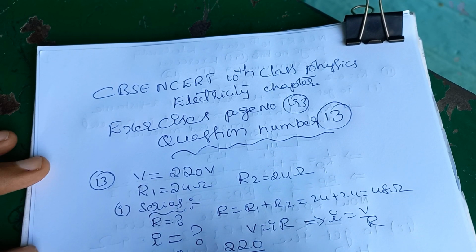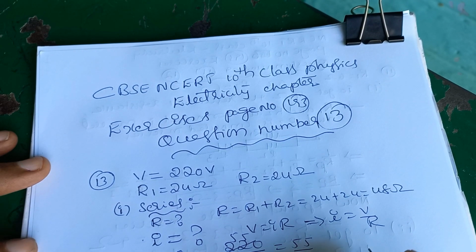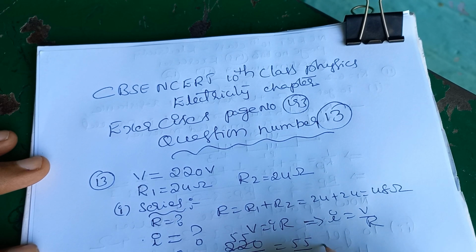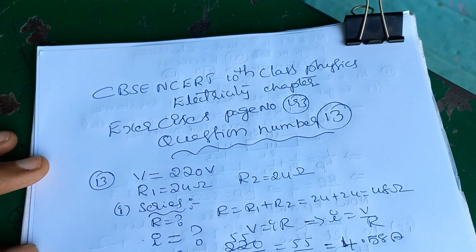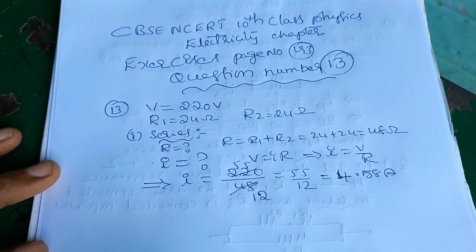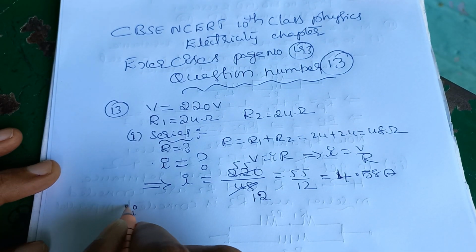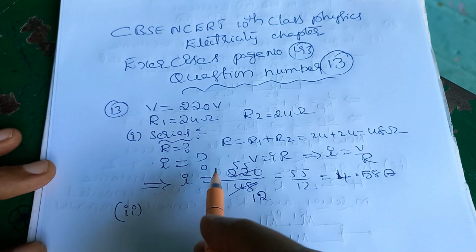So 4 12s, 4 5s, that is 55 by 12. 55 by 12 means 4.58 amperes on dividing. So this is 4.58 ampere. Now in the second case, what is the amount of current drawn by the hot plate?